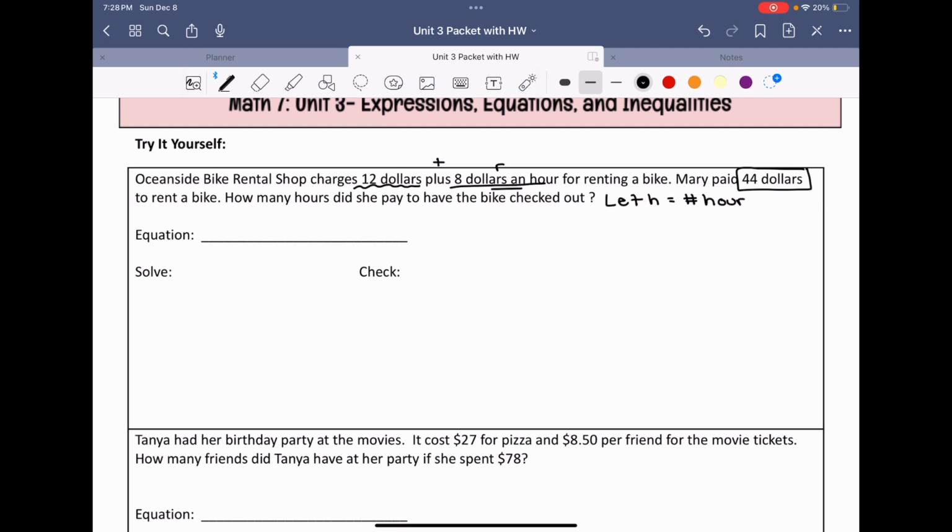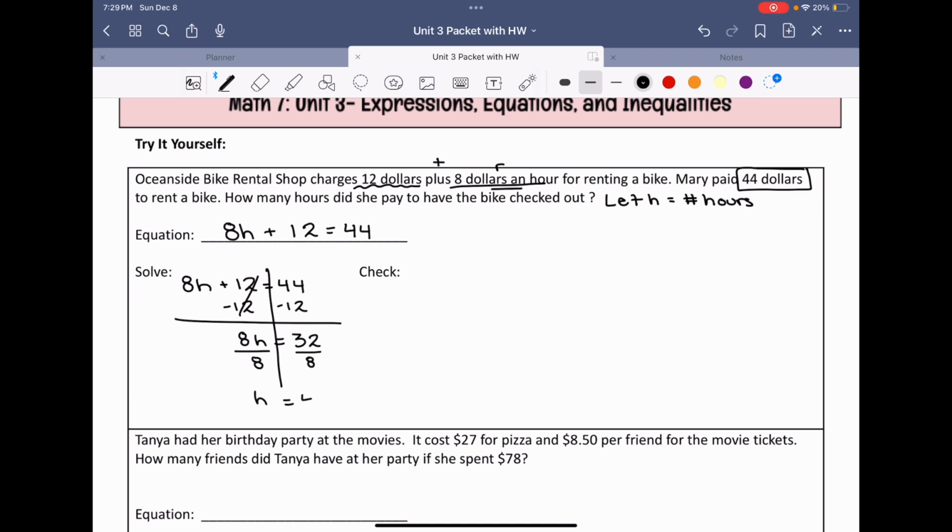Equation: number times a letter, so 8 times h plus 12 equals a total of 44. And then we're going to go ahead and solve. So 8h plus 12 equals 44. Subtract 12 from both sides. You should get 8h equals 32. And divide both sides by 8.